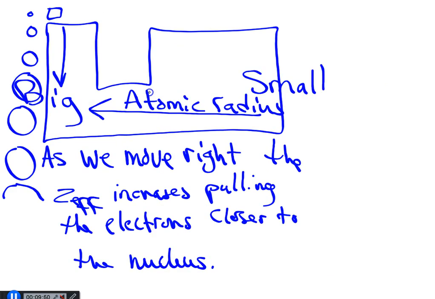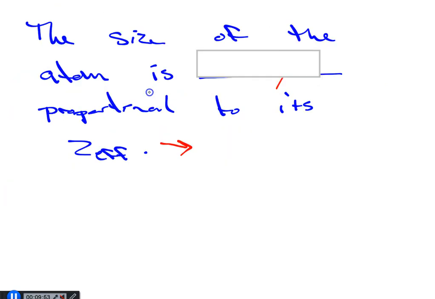All right. So we just said that. So what do you think the blank is here? Talk to your lab partner. The size of the atom is blank proportional to its Zeff. All right. I've heard the word directly about 10 times. Who says it's directly proportional to its Zeff? Raise your hand. Okay. Do you have a different opinion? I can read your face. Well, it is not.